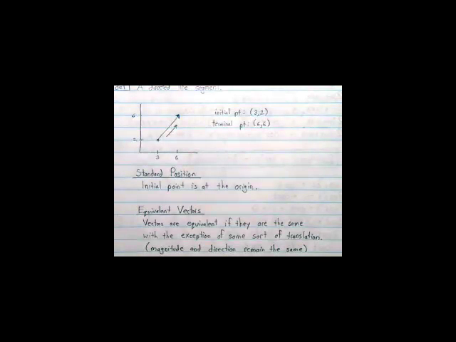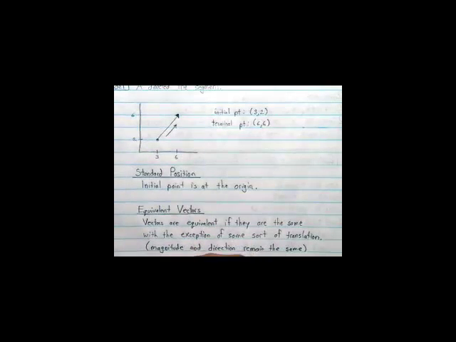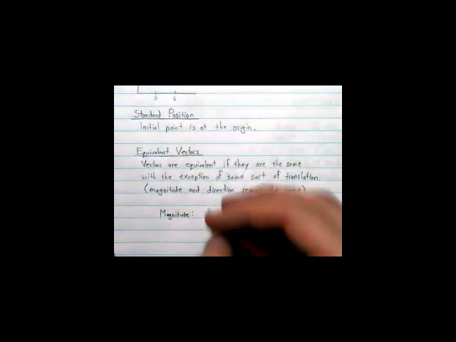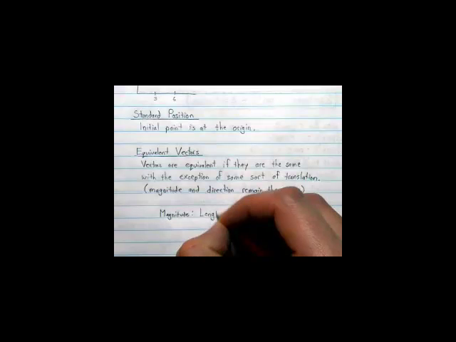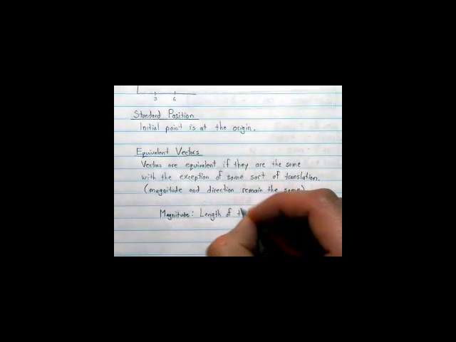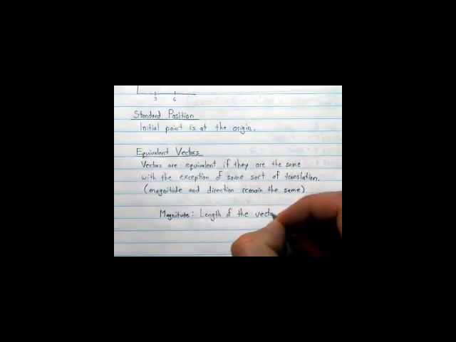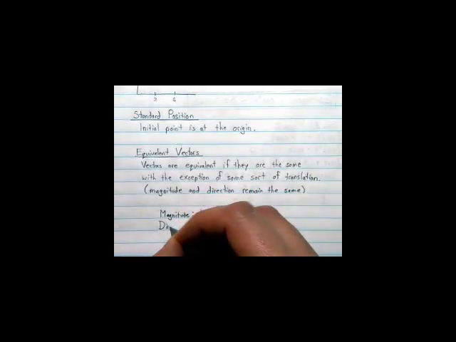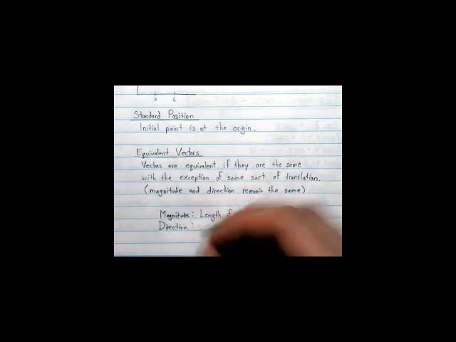Okay, so to calculate the magnitude and direction of a vector, magnitude simply is the length of the vector, okay? And the direction of the vector is the angle that it's going off at, okay? So let's jot that down underneath here too, just so we've got that with this. Okay, so magnitude is the length of the vector. And the direction is the angle of the vector.